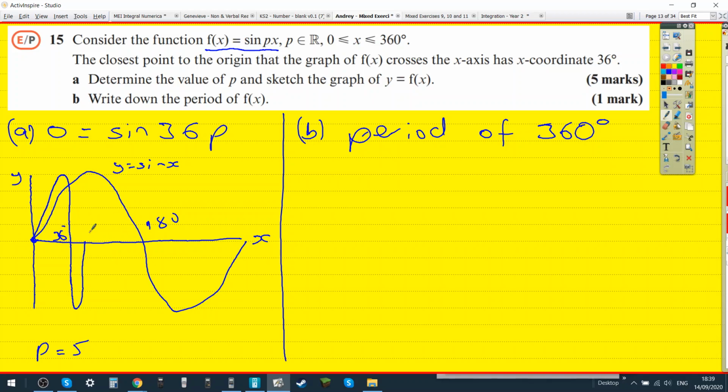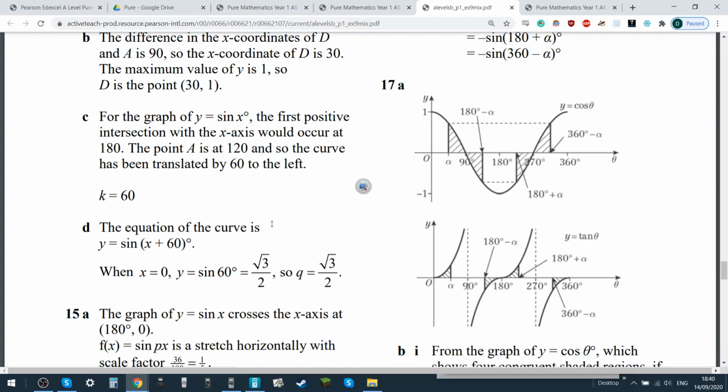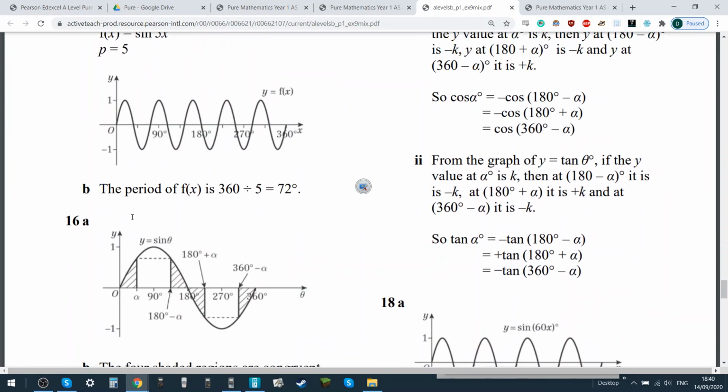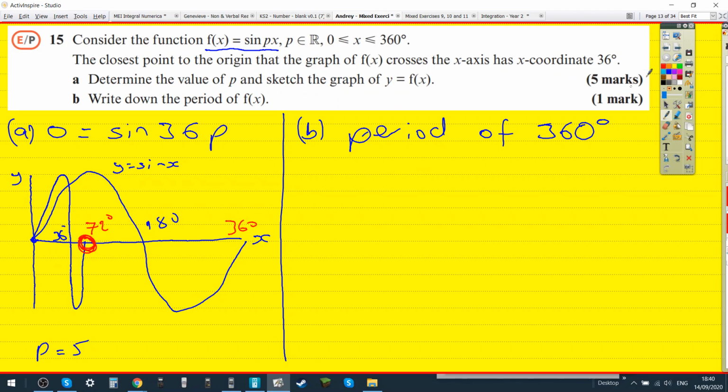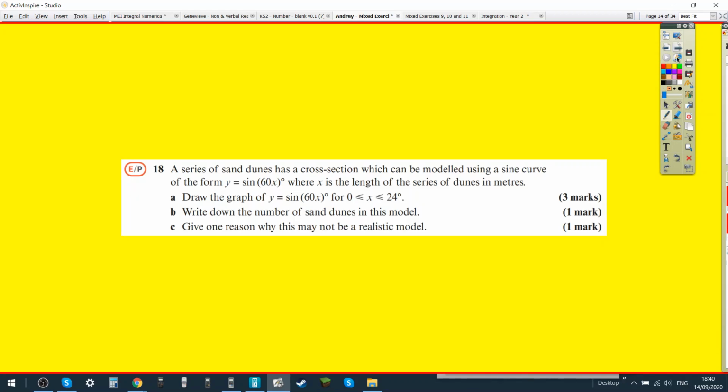So this is 360. I'm going to assume 360 divided by 5. Yep. And so that would be 72 degrees, which is double 36, because that was halfway. So that period is how often it repeats. Hopefully I'm not talking malarkey. P is 5. Period is 72. That's it. Any questions there? No. Best we can do there.